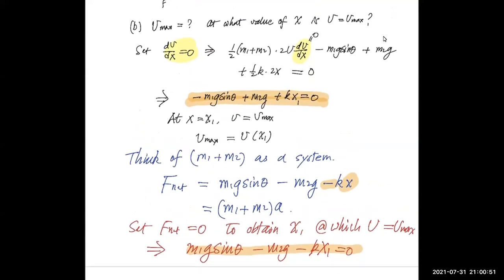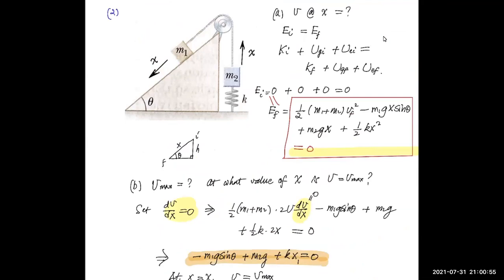You want to ask, at what value of x are these two blocks going to reach a temporary stop? Because as you know, you cannot keep on going down forever, right? At some point, they're going to stop. What is the value of x such that they will stop temporarily? Okay, that in fact is quite straightforward.